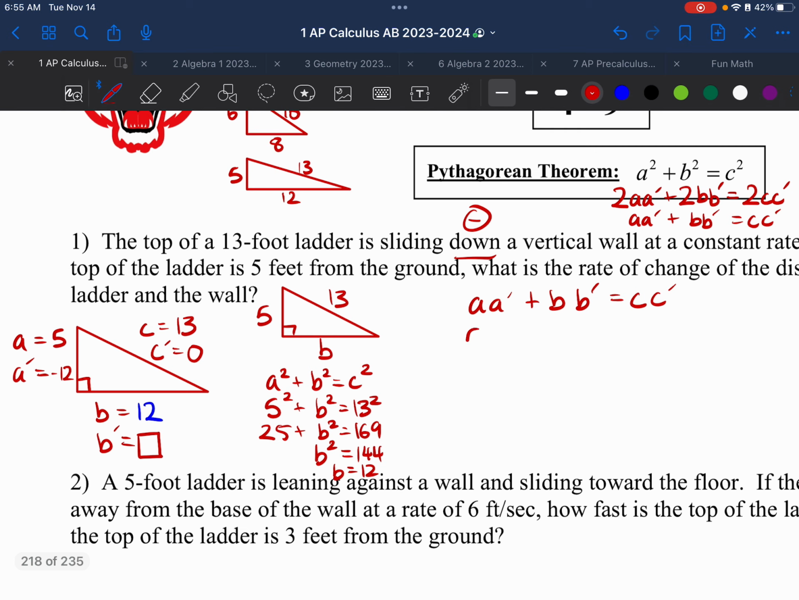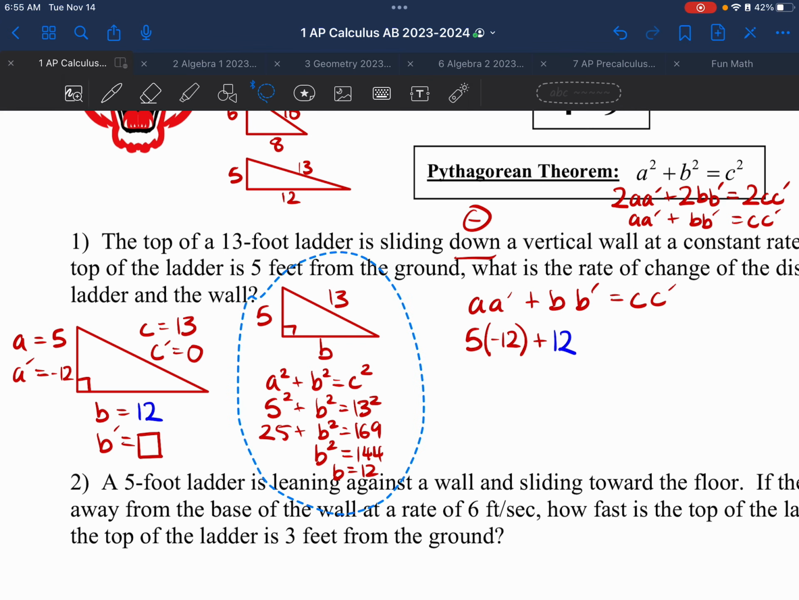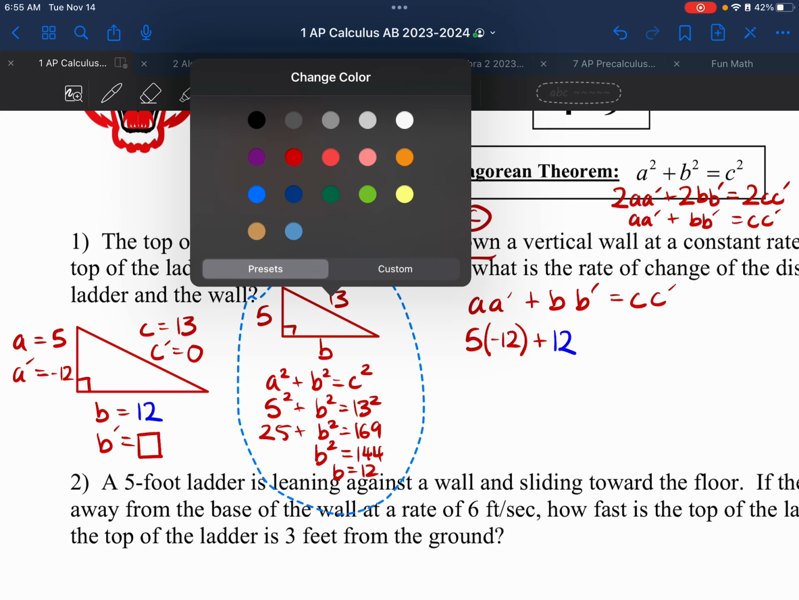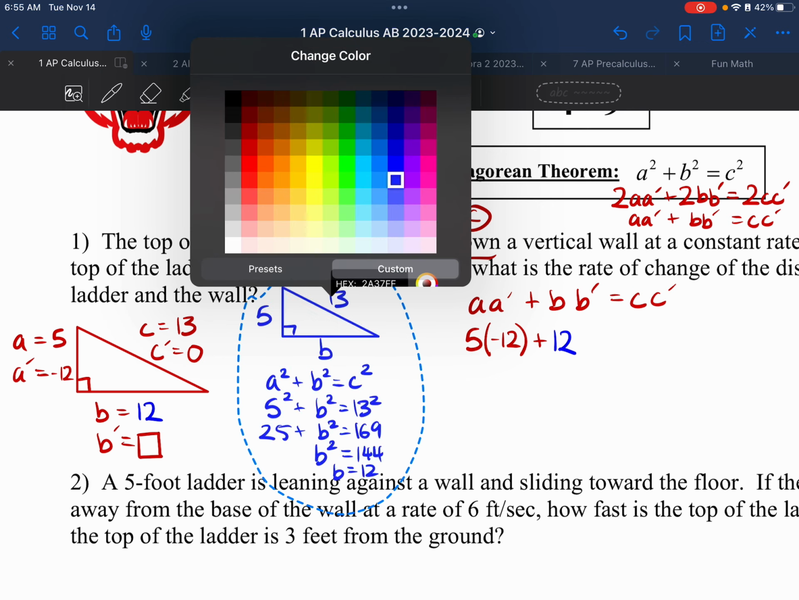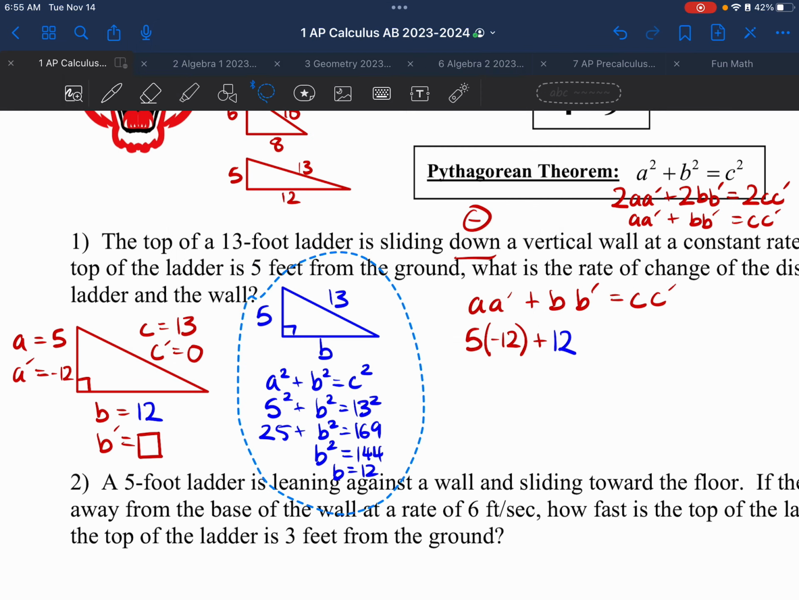I have 5 times negative 12 plus, and then that was the 12 that we just figured out over here, and maybe I can do that one here to make this a little bit easier. I'm going to change all of these to blue so we can see what's going on here. Do I have the correct shade of blue? I think that's more or less the right shade. And then from here I'm going to say this is times b prime, which I don't know, and that's going to be equal to c prime, which is 13 times 0.